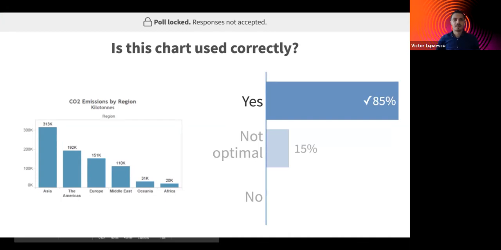So it's a simple ranking classification chart. I want to see the emissions by region. I've used a bar chart for this. I can see that Asia is generating the most emissions, then the Americas, then Europe, and so on. And what's important here is that the bar charts are also ordered descendingly, so you can see who's first, second, and so on.